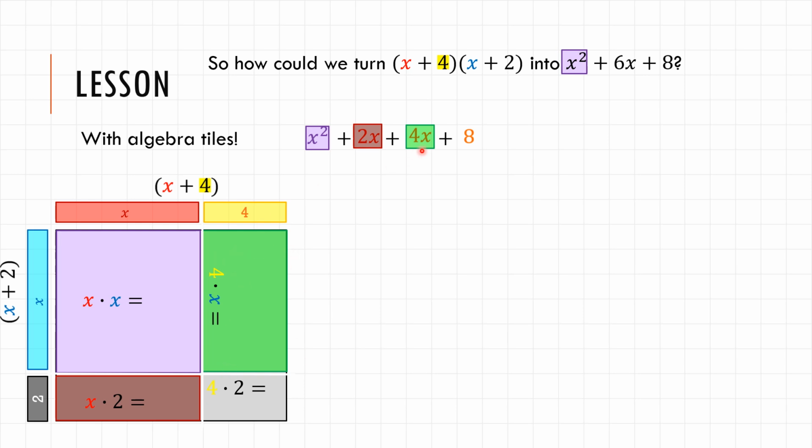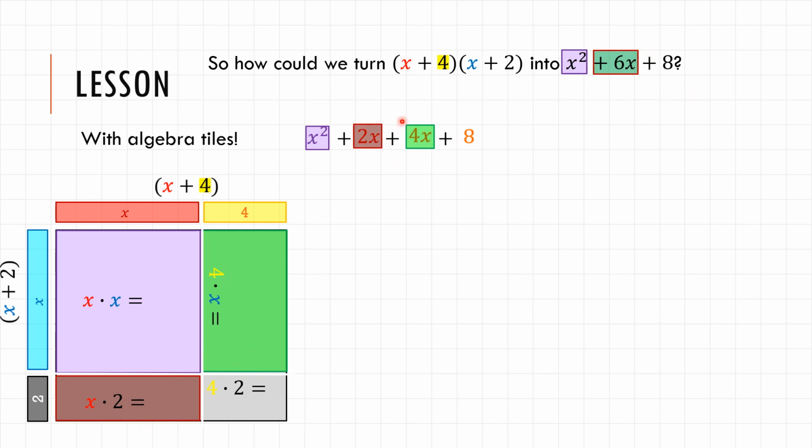This tile right here has an area of 4x, and remember how I got that? I took the 4 from the first binomial, from the first pair, and I multiplied it by the x from the second binomial. That gave me 4x. And finally, for the 8, that's this tile right here. 2x plus 4x would get us 6x. Sorry, I'm getting a little bit ahead of myself there.